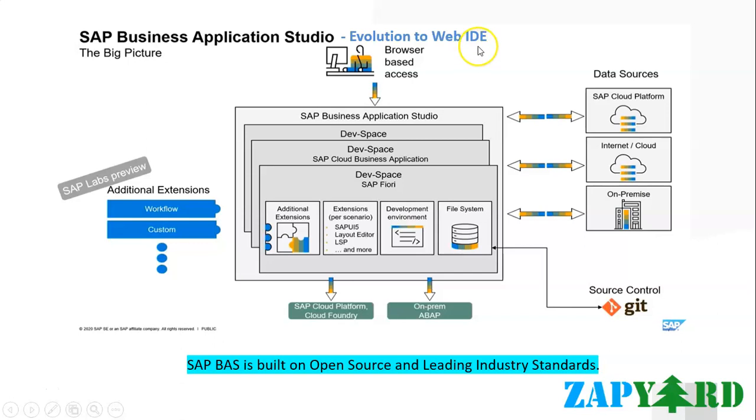Whereas with respect to Web IDE, it is only on Cloud Foundry and Neo and on-prem ABAP. Now talking about the experience, definitely your BAS embraces Visual Studio Code and you get a desktop-like experience in the cloud. Whereas with respect to Web IDE, it is a browser-based experience. And definitely last but not the least, BAS is based on open source and leading industry standards, whereas Web IDE is SAP proprietary framework with limited number of extensions available only. So let's make our business more intelligent by developing on your cloud-based IDE such as SAP Business Application Studio.